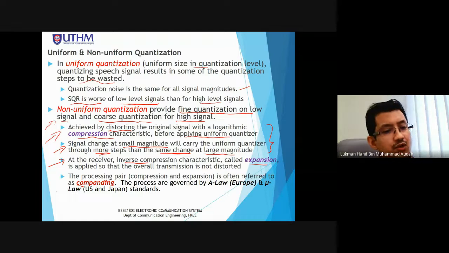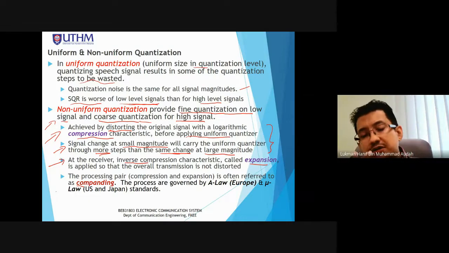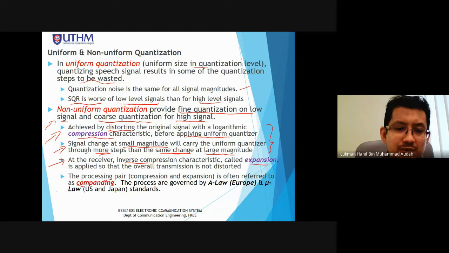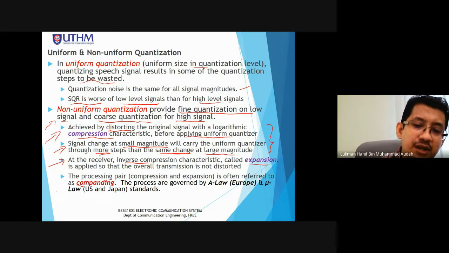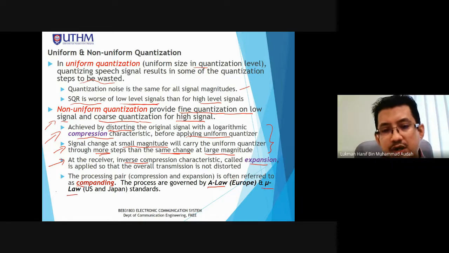Okay, so this compending process, we cannot simply do the compression, expansion, whatever value you like. Dia ada dia punya standard. So the standard is governed by the A law and mu law. Okay, A law and mu law. A law is in the Europe, mu law is in the US and Japan.